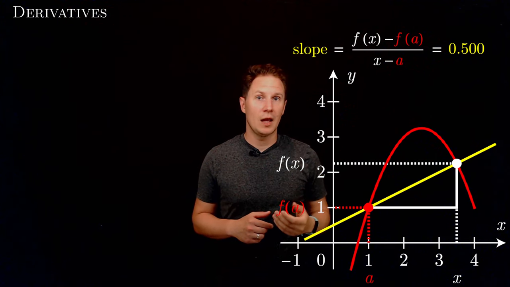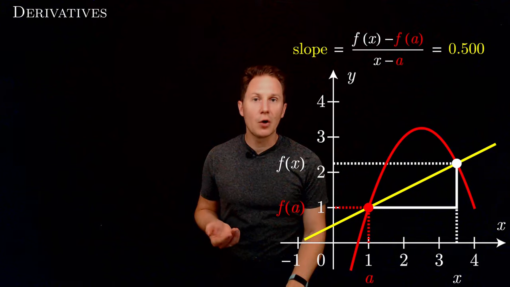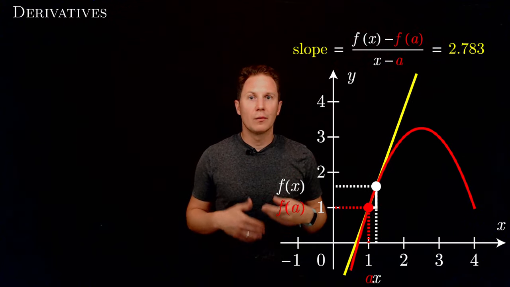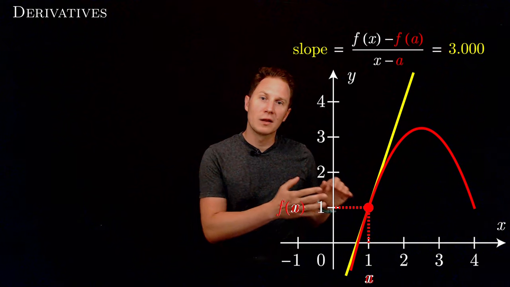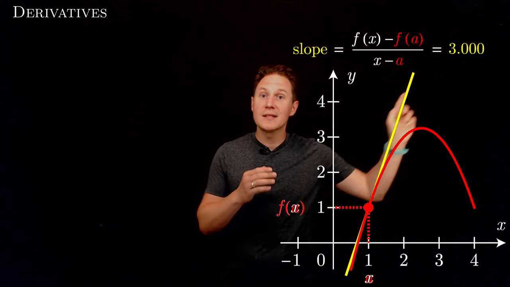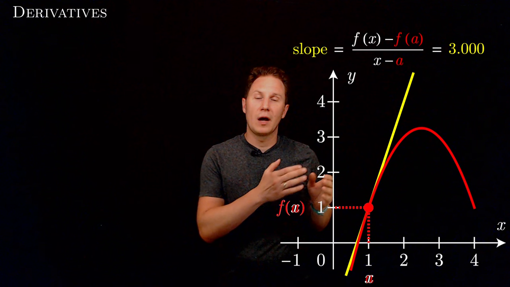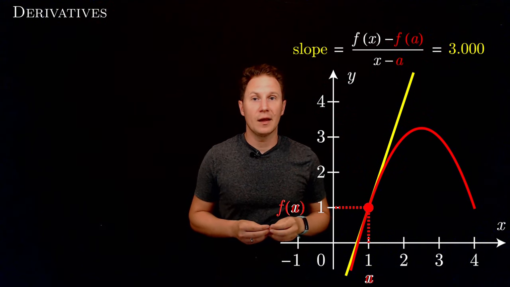Now we can reach our aim of finding the slope of the tangent line by letting x approach a, and the limit of the slope of the secant lines gives us the slope of the tangent line, provided that the limit exists, which it clearly does in this case, and is equal to the number 3. And it is this number, the slope of the tangent line to the graph of f at a, that we call the derivative of f at a.